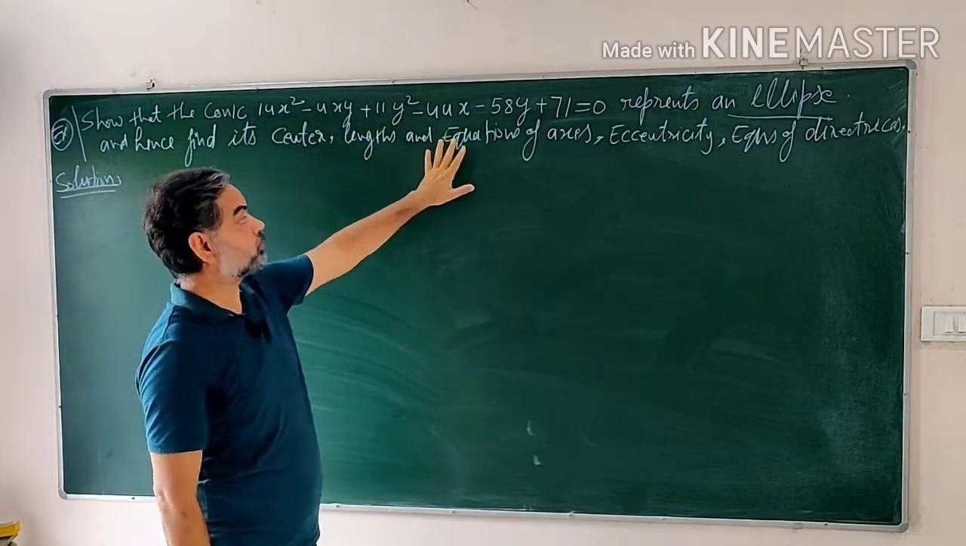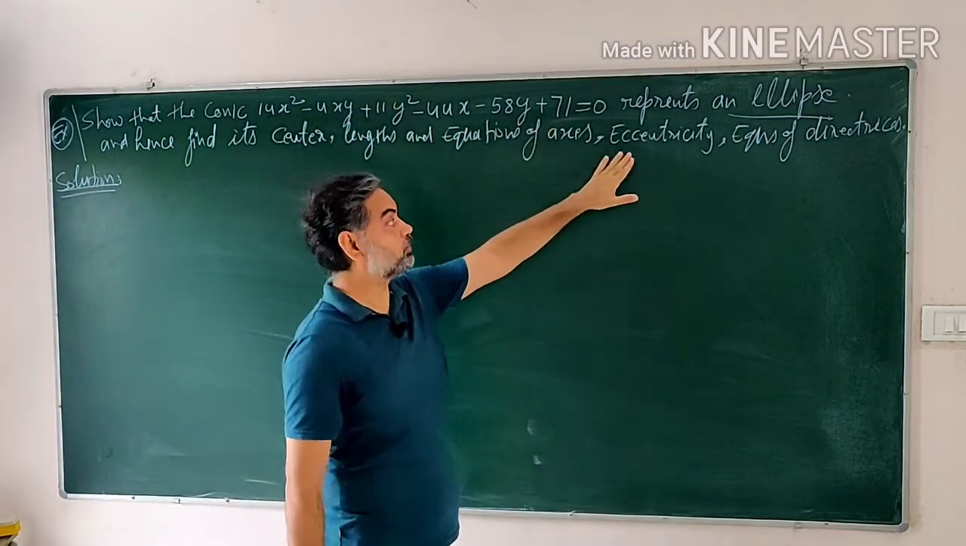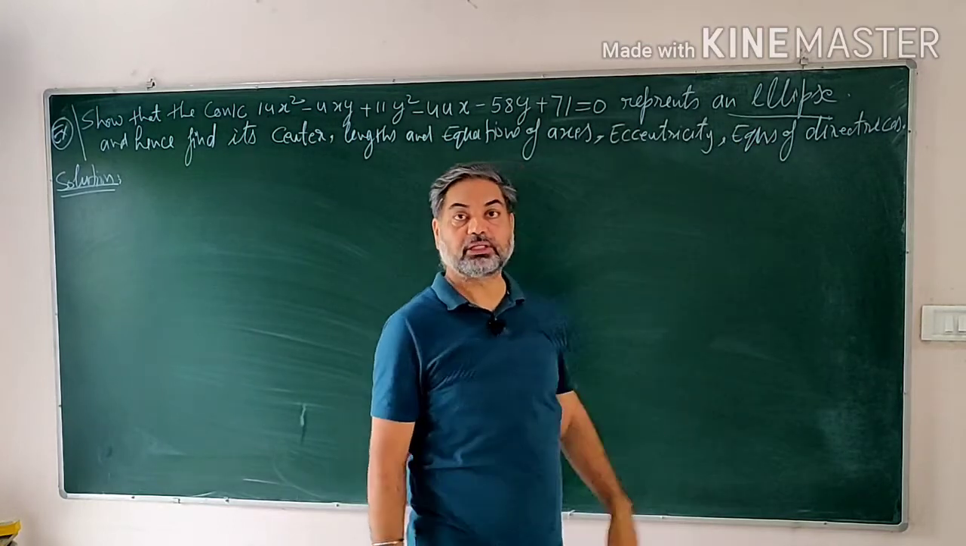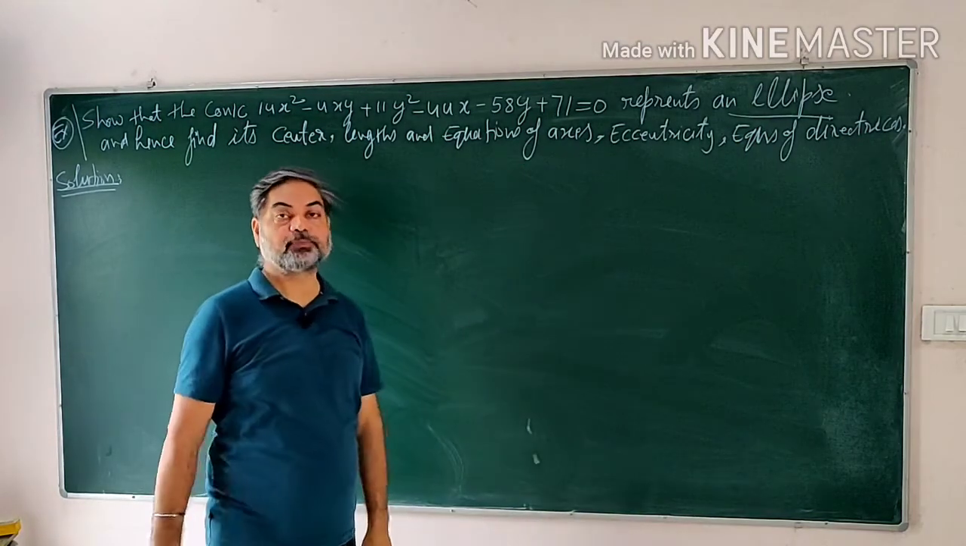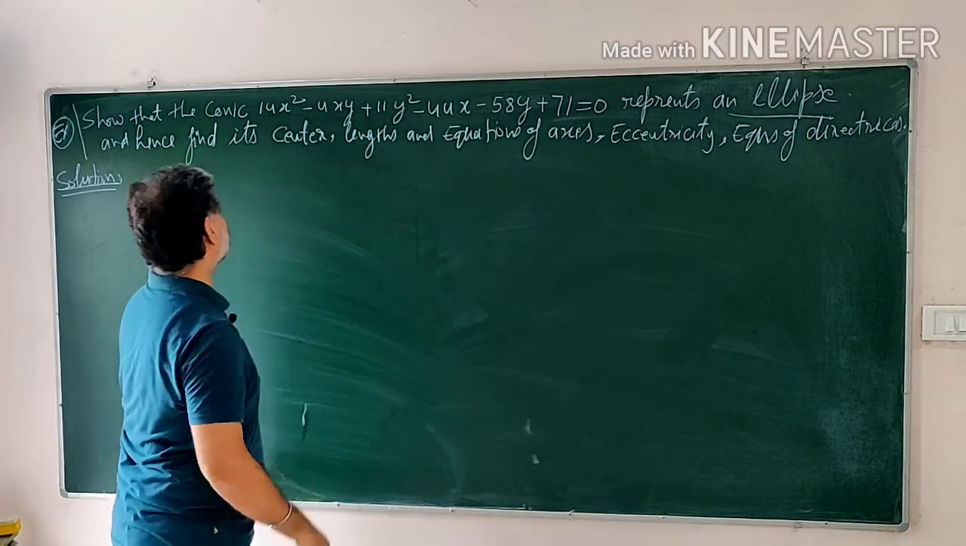ellipse, length and equation of the major axis, minor axis. We have to find the eccentricity, and we have to find the equations of the directrices, and also we will trace this curve. So how do we go about it?